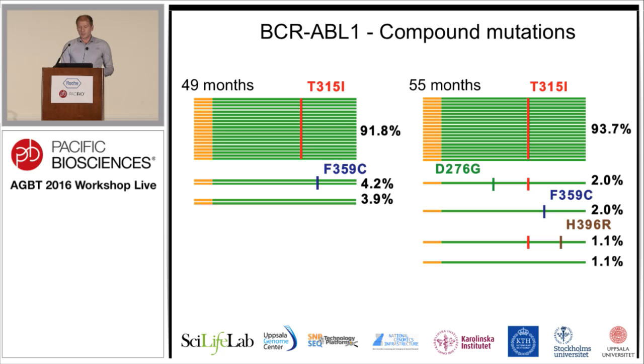In this patient, 6 months later, two more mutations show up, one at 276 and one at 396. In both cases, these new mutations are occurring on the same molecule as the 315. We don't know exactly what this means from a clinical point of view, but I'm sure it's important, and we haven't really seen this type of information before. I can mention that we're also seeing lots of splice variation in this gene, and there's a poster about that if you want to know more.